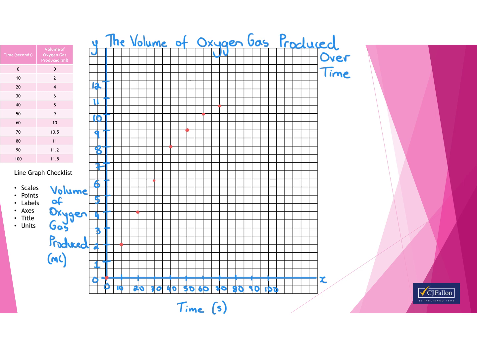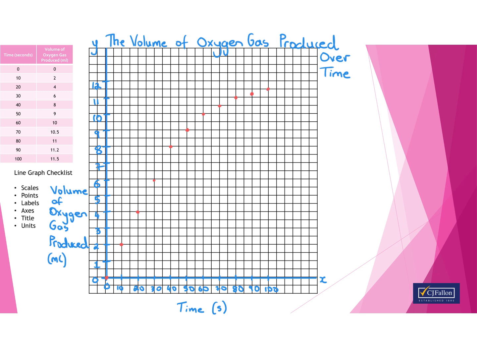At 80, we had 11. So I go across to 80 seconds and up to 11. At 90, I had 11.2. So I go across to 90 seconds and I go up to approximately where I think 11.2 is, which is about there. And then for 100, we had 11.5 milliliters. So I go across to 100 on the x-axis and I go up to 11.5 on the y-axis.